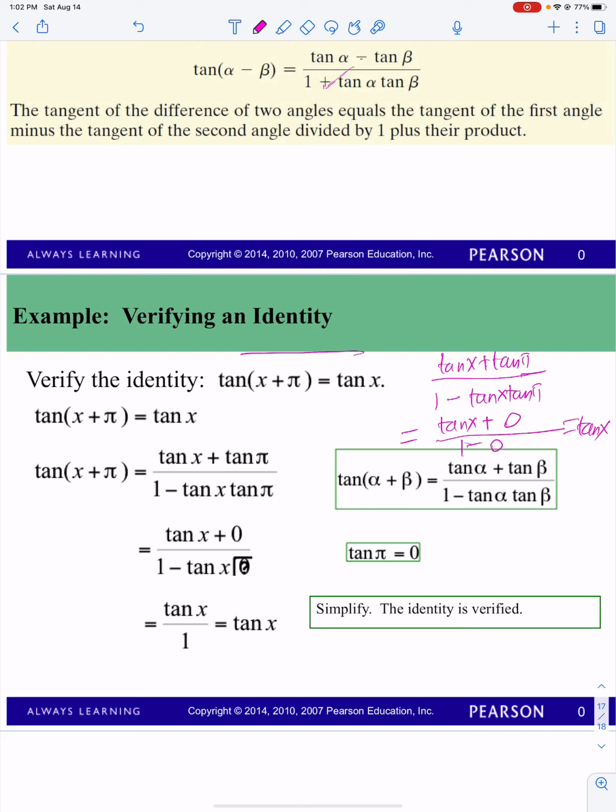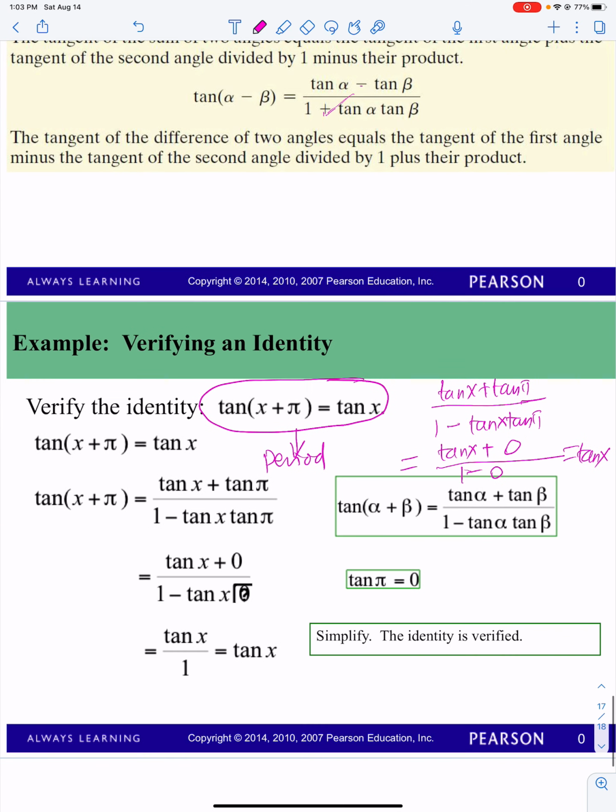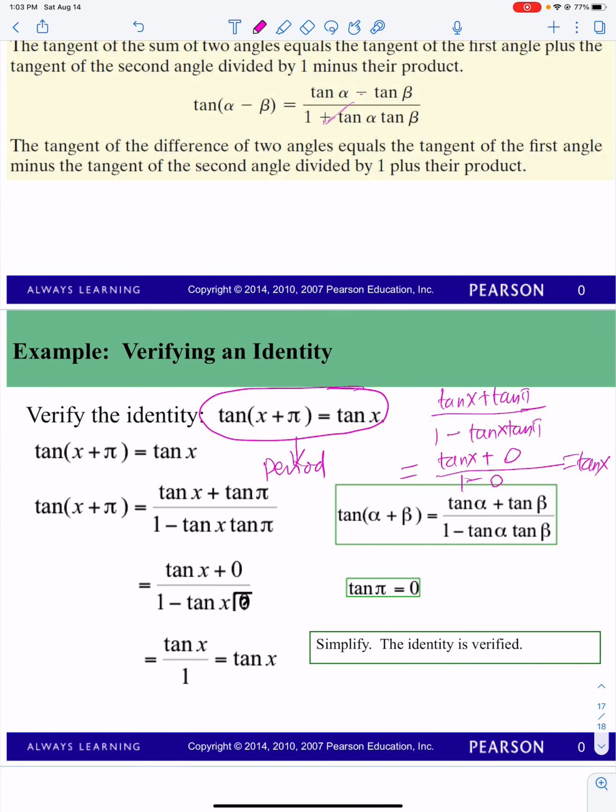So what does this tell you? This is where the period comes from, yeah? Do you remember the period of tangent is what? Pi. So this also tells you the period of tangent x equals pi. Okay, so that's this section.